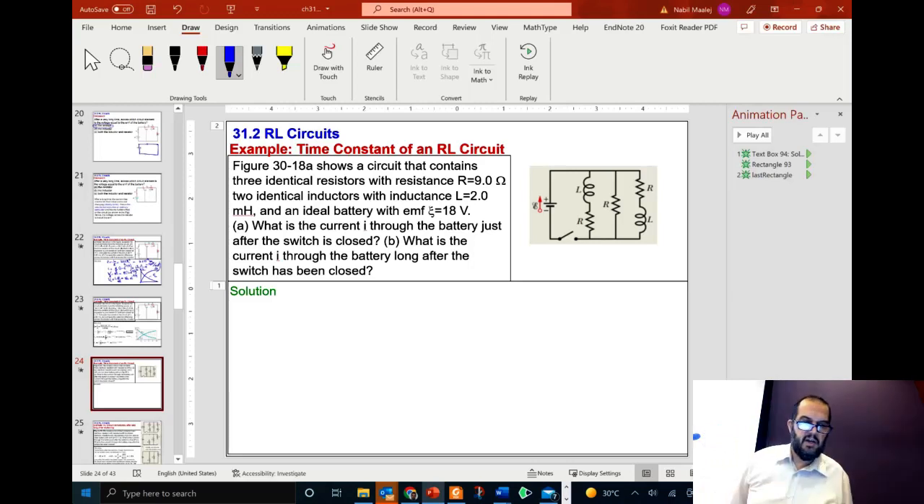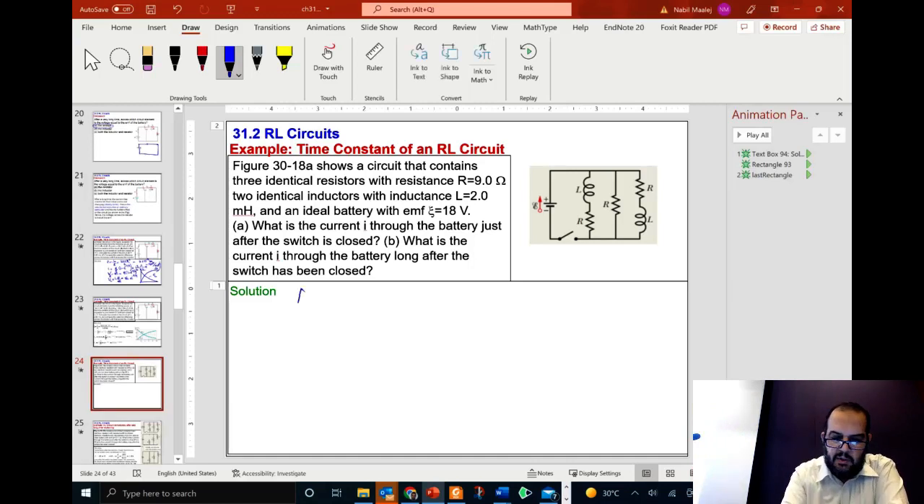The next question: what is the current I through the battery long after the switch has been closed, in steady state? Yes. And what's R equivalent? Correct. Good. Thanks. All right, so let me repeat.